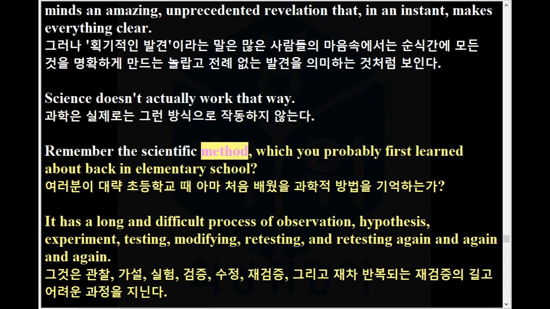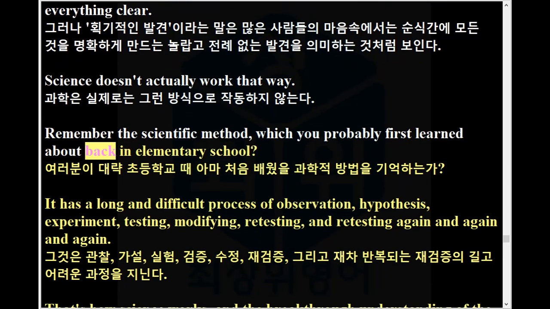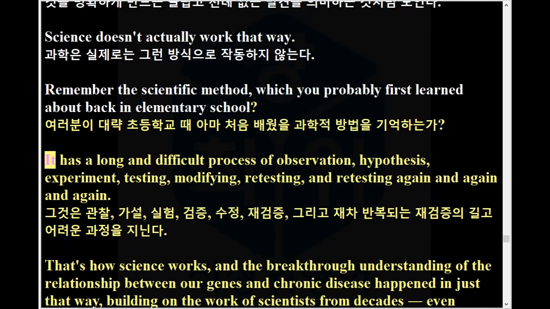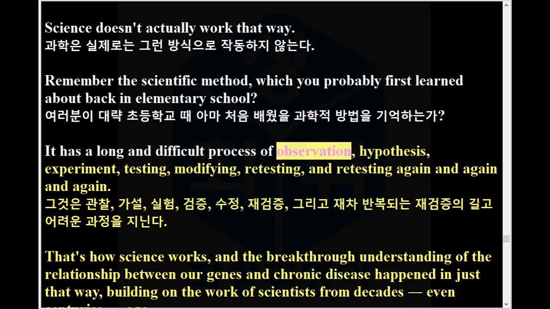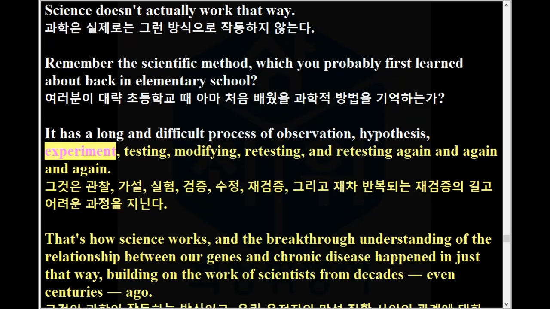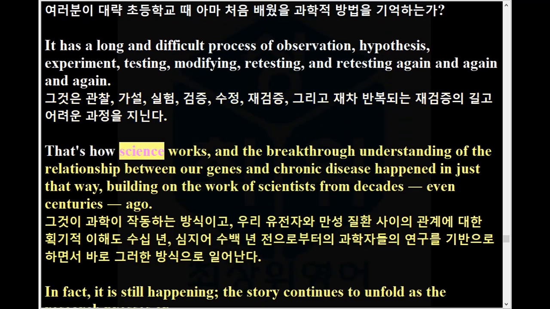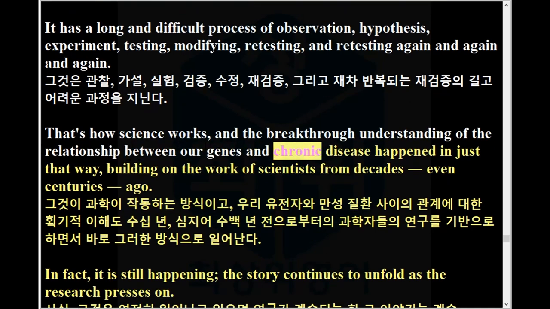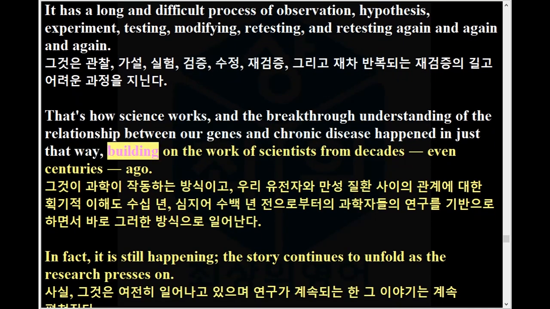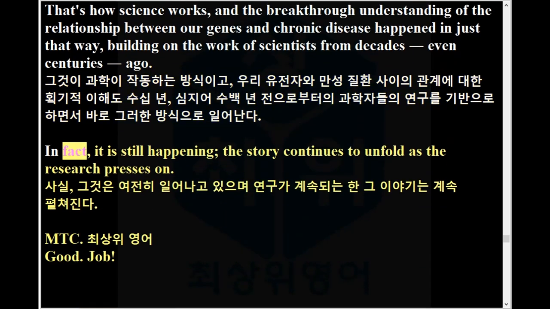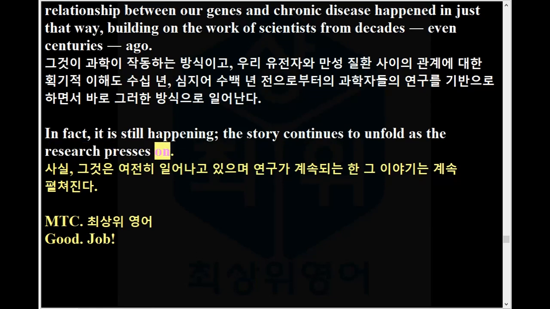Remember the scientific method, which you probably first learned about back in elementary school. It is a long and difficult process of observation, hypothesis, experiment, testing, modifying, retesting, and retesting again and again and again. That's how science works, and the breakthrough understanding of the relationship between our genes and chronic disease happened in just that way, building on the work of scientists from decades, even centuries ago. In fact, it is still happening. The story continues to unfold as the research presses on.